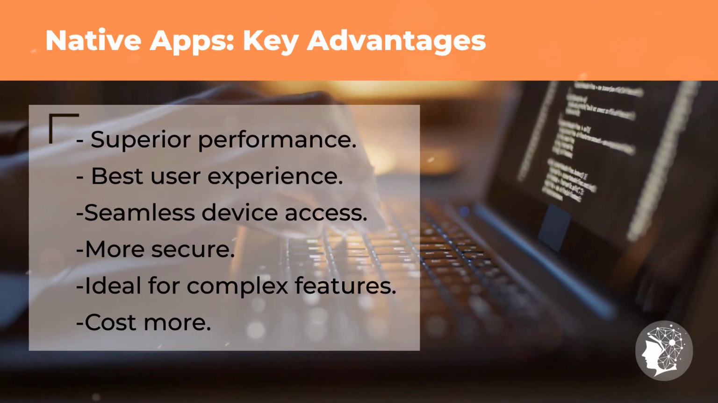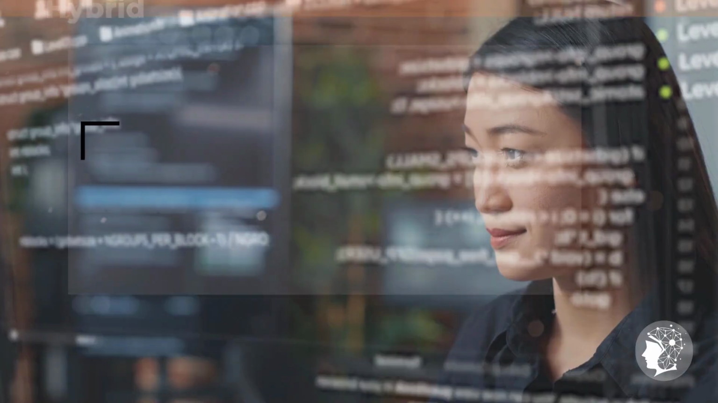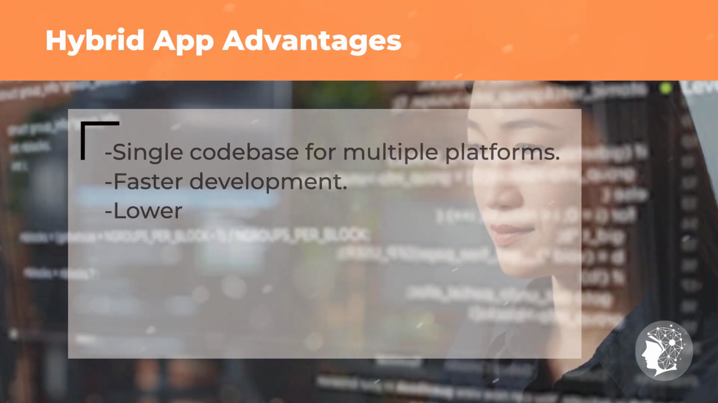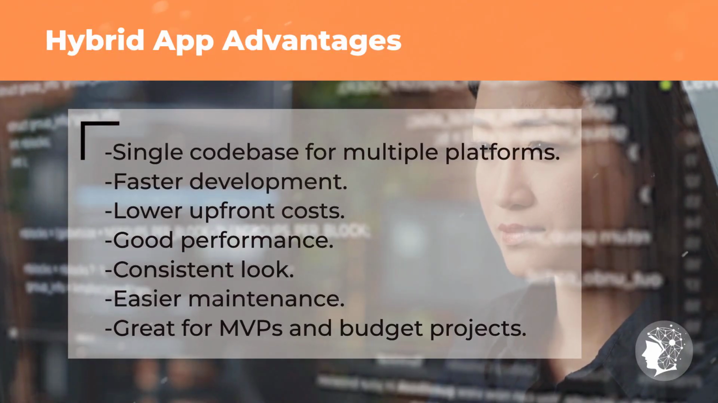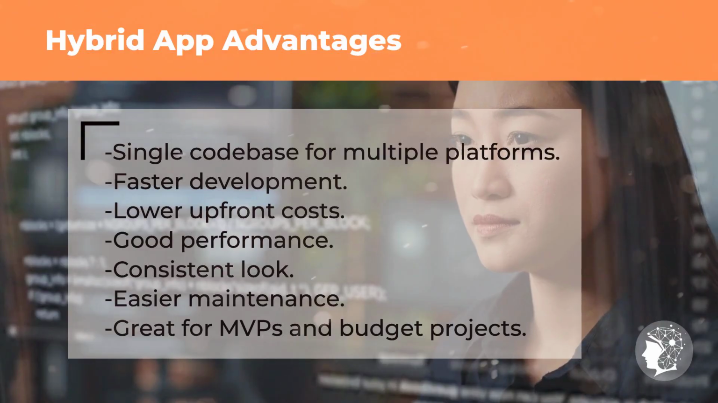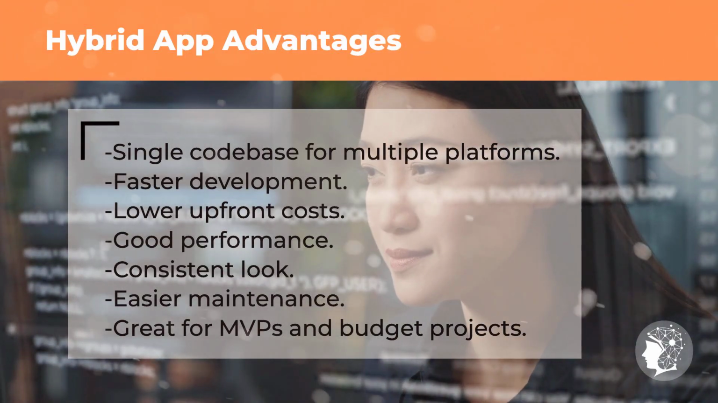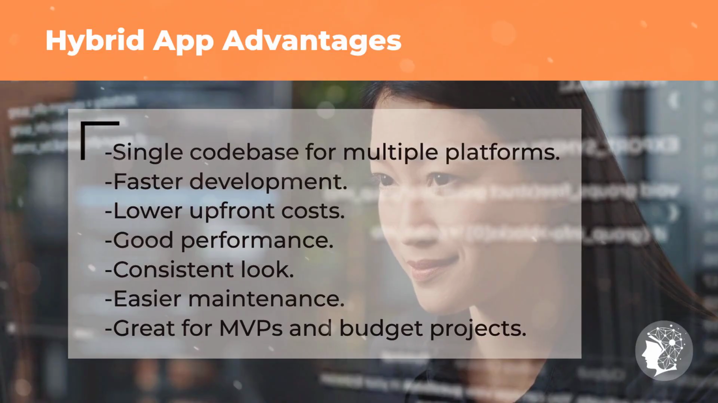However, native apps cost more, requiring separate builds for each platform. Hybrid apps use one codebase for multiple platforms, built with frameworks like Flutter or React Native. They are faster to develop, with one build working everywhere. Hybrid apps offer lower upfront costs, perfect for startups and MVPs.